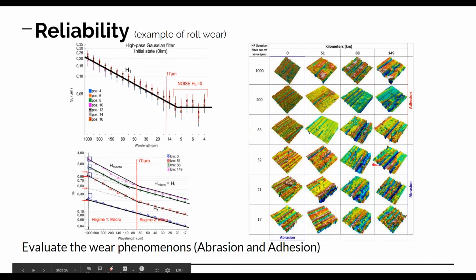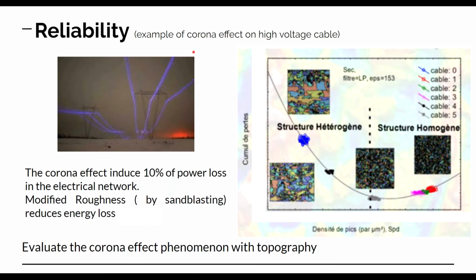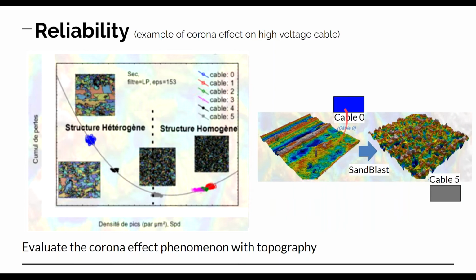So we can come back to our example of the corona effect. As we said at first, we need to characterize very well the peak and the curvature. So we can link the peak density with the loss measure on the cable. We can notice there is a relationship between SPD and loss. That's very interesting. So we can have a look at the surfaces, because we don't have to lose the meaning of the SPD and the real surfaces.